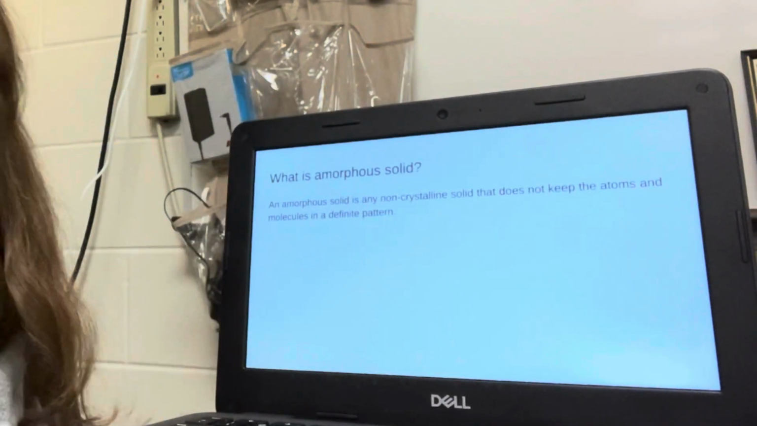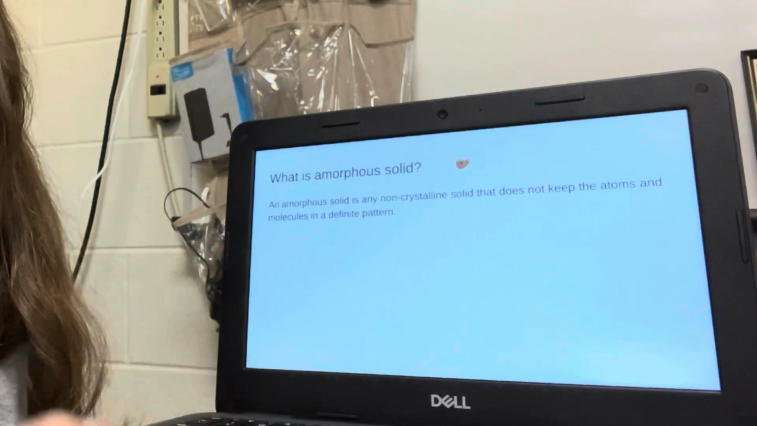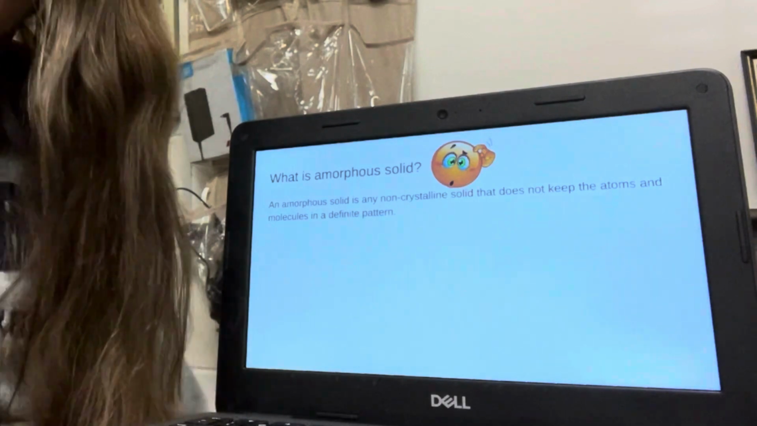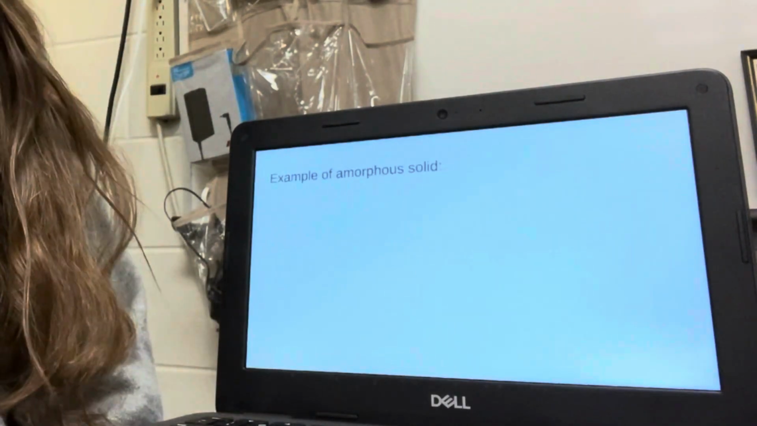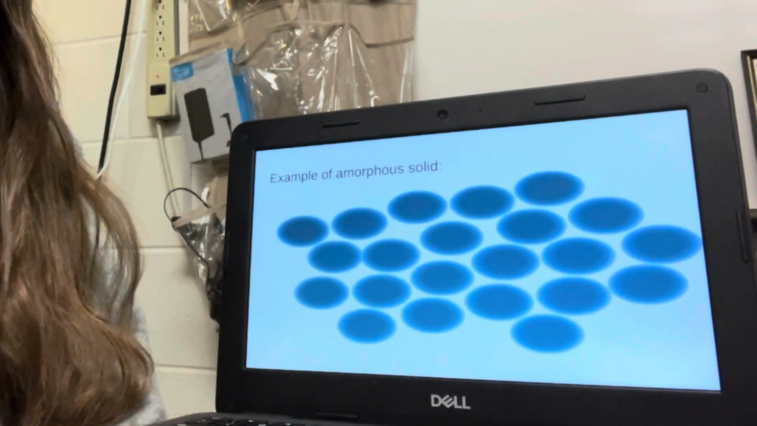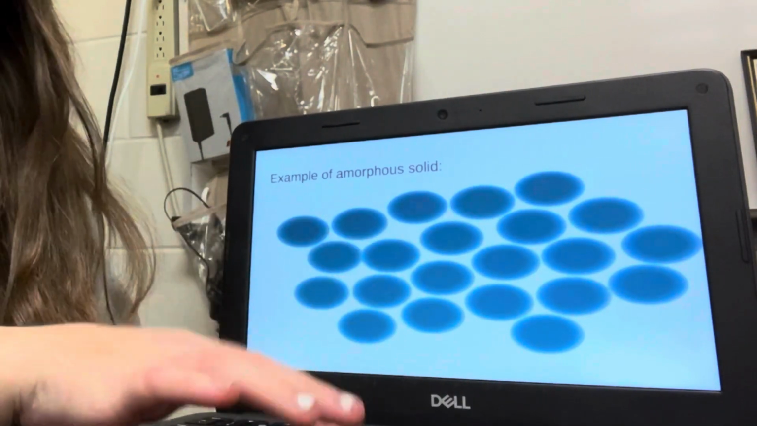What is an amorphous solid? An amorphous solid is any non-crystalline solid that does not keep the atoms and molecules in a definite pattern. An example of an amorphous solid: dots that are scattered out.